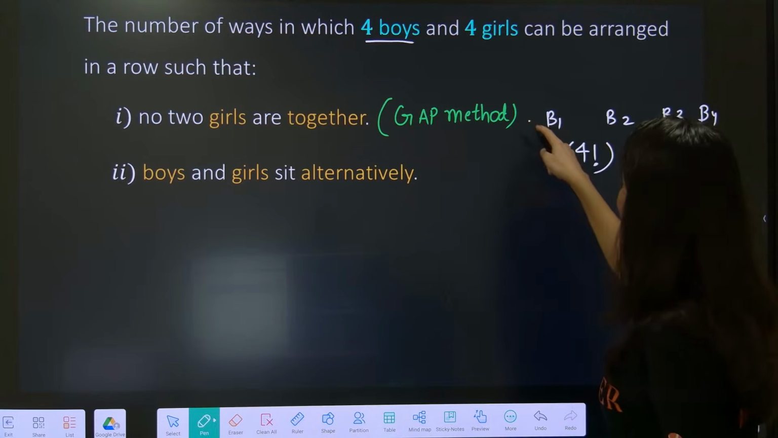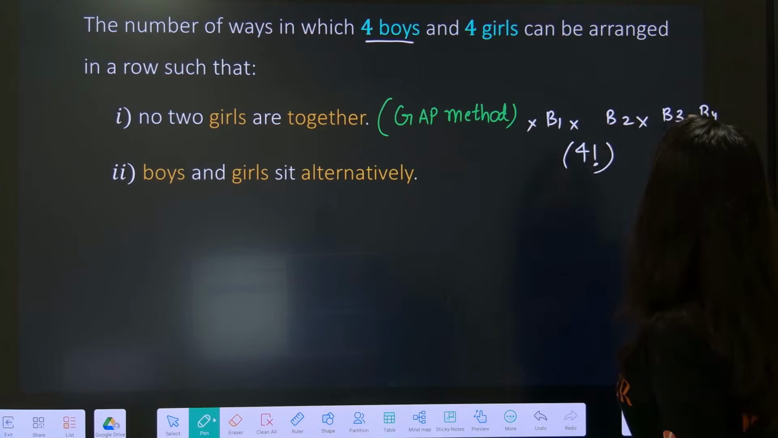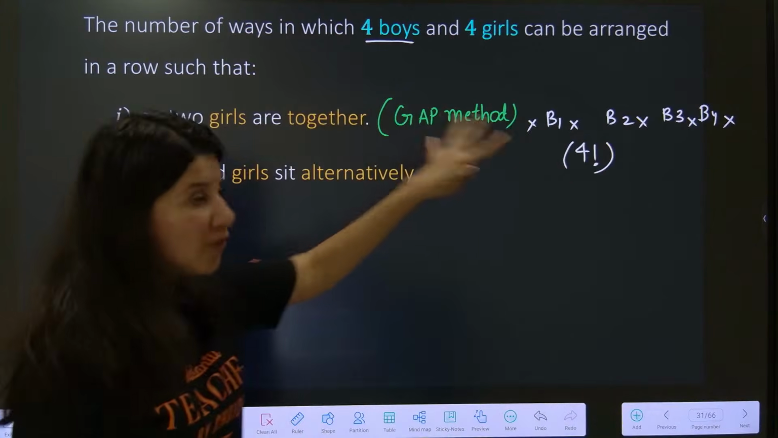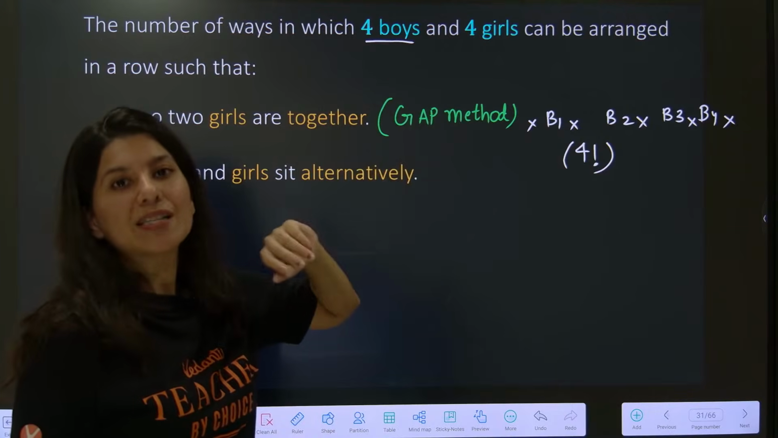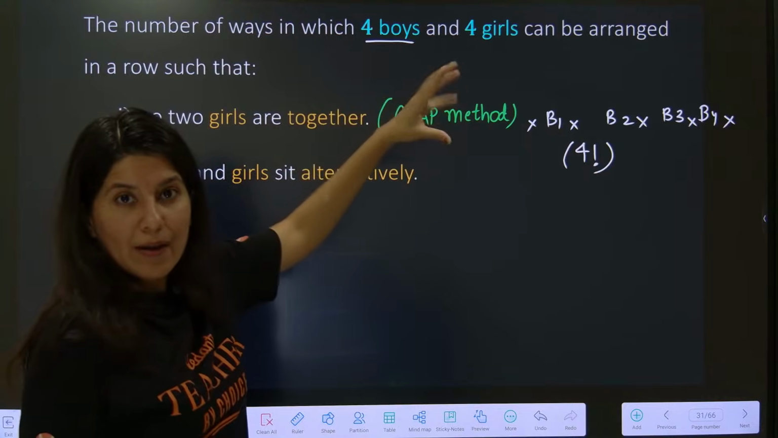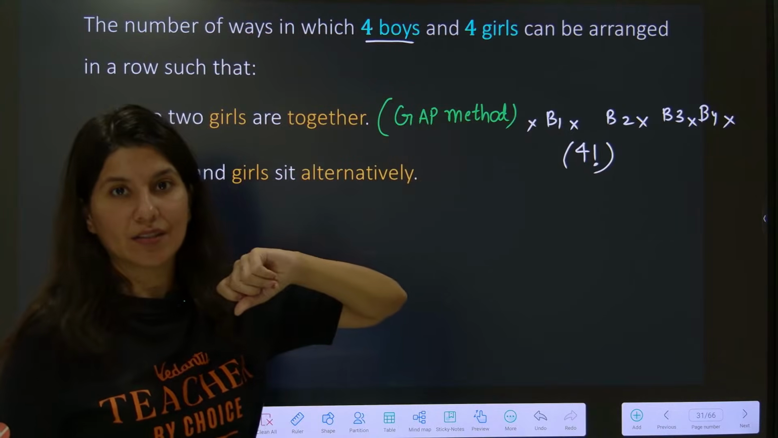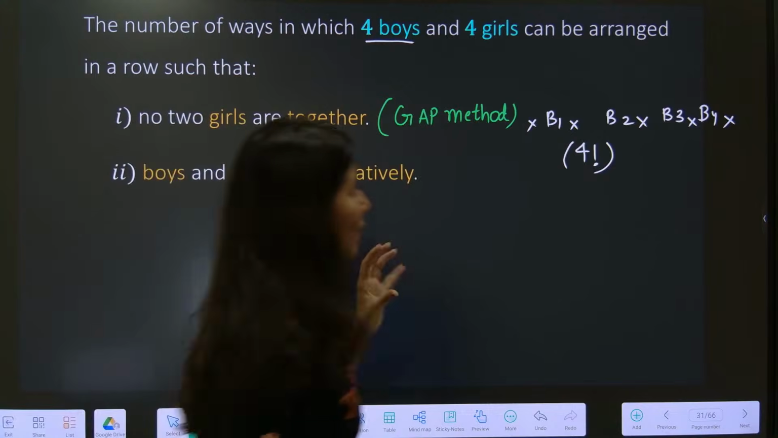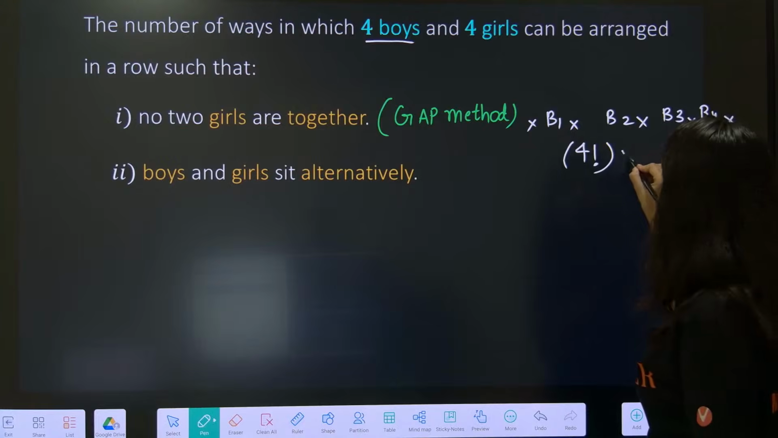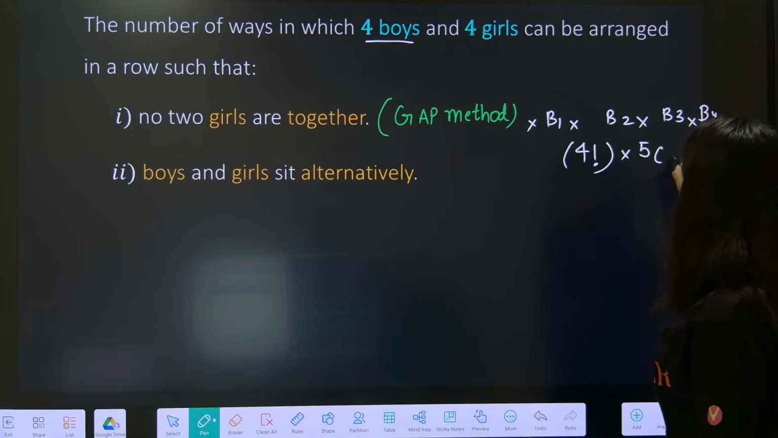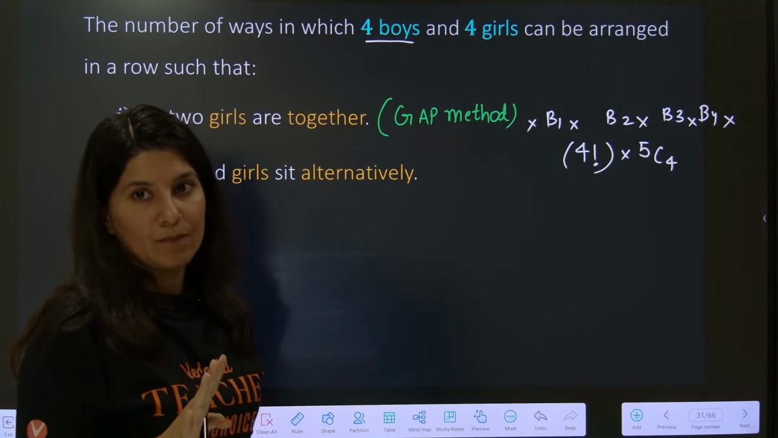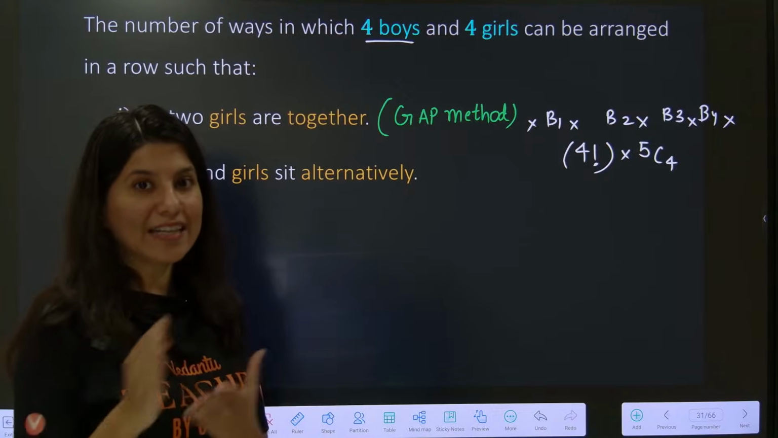So now how many gaps are there, ma'am? 1, 2, 3, 4 and 5. Always there will be one more gap. If there are 4 things arranged, there will be plus 1 gap. So 5 gaps are there, but you have to make 4 girls sit. So first of all, you have 5 gaps but you want 4 gaps only, so gaps will be selected. So 5C4. Basically, you just want 4 gaps, but 5 gaps are available. So first of all, select the gaps.